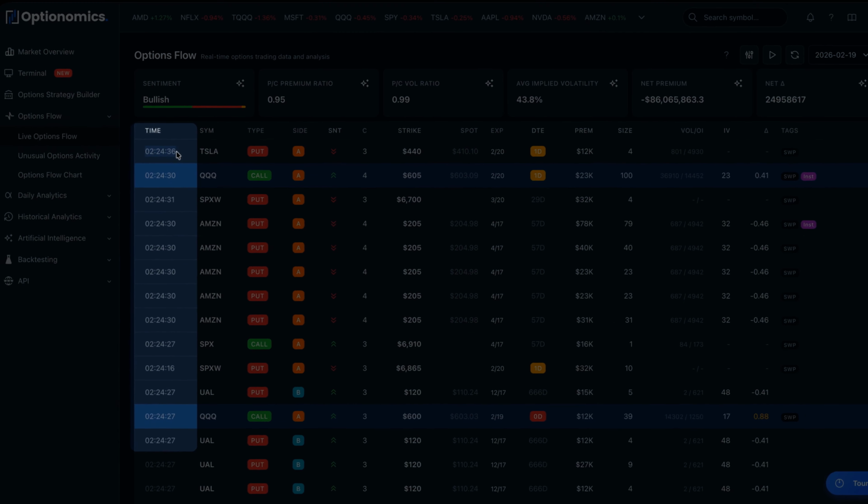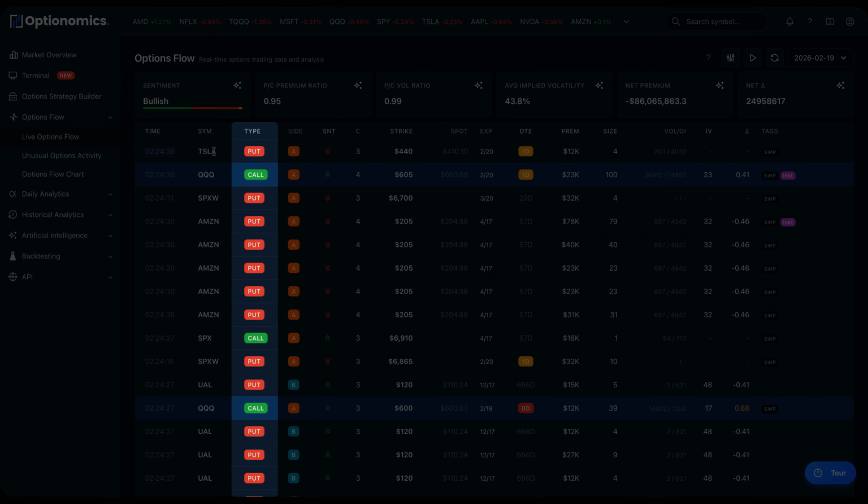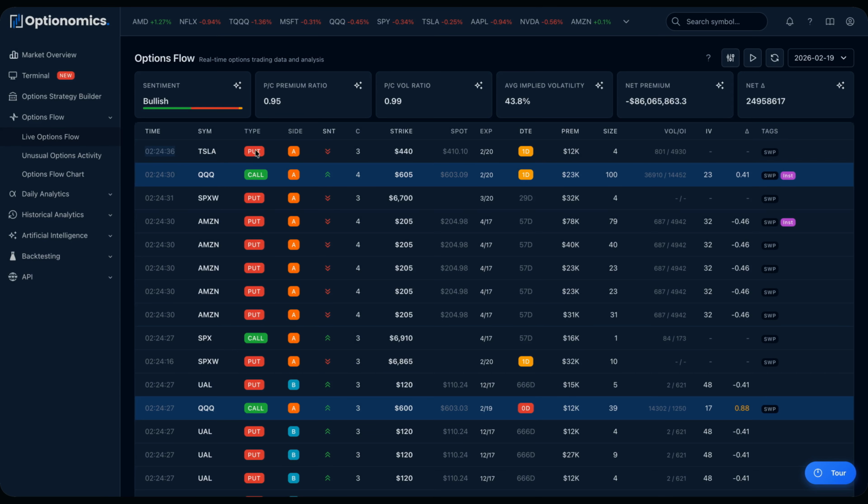This is the time when the trade was executed. Here you can see the underlying symbol of the trade, which is the stock or asset the option is based on. This is the option type. It can be a call, a trade that gives the buyer the right to buy the underlying asset and the seller an obligation to sell the underlying asset, or a put, a trade that gives the buyer the right to sell the underlying asset and the seller an obligation to buy the underlying asset. Please note, a call does not automatically mean bullish, and a put does not automatically mean bearish.